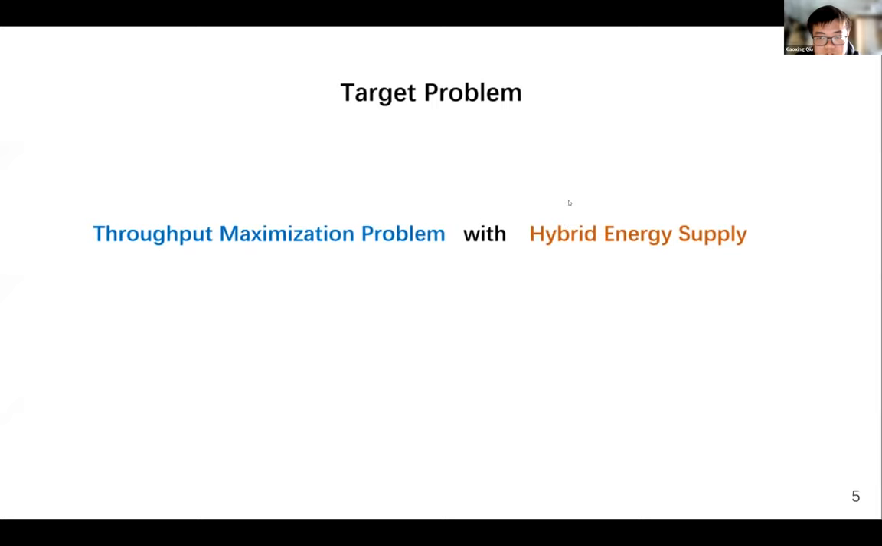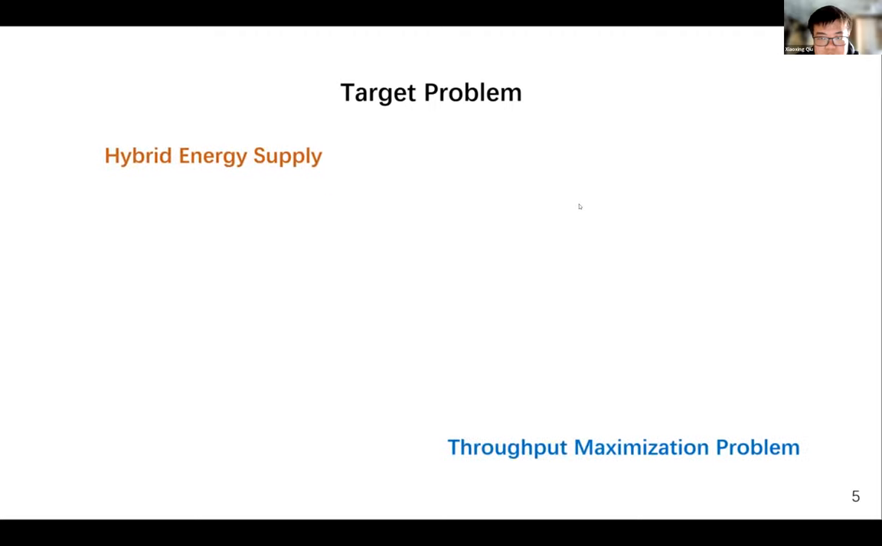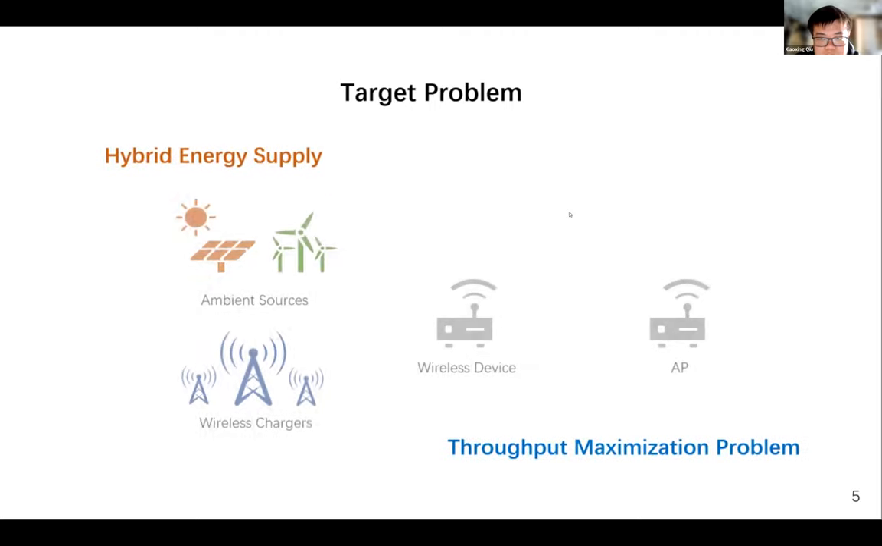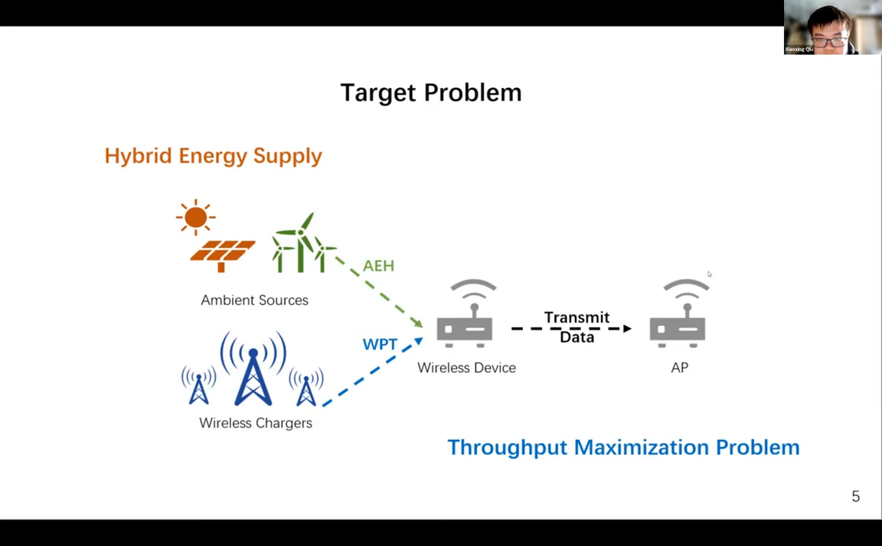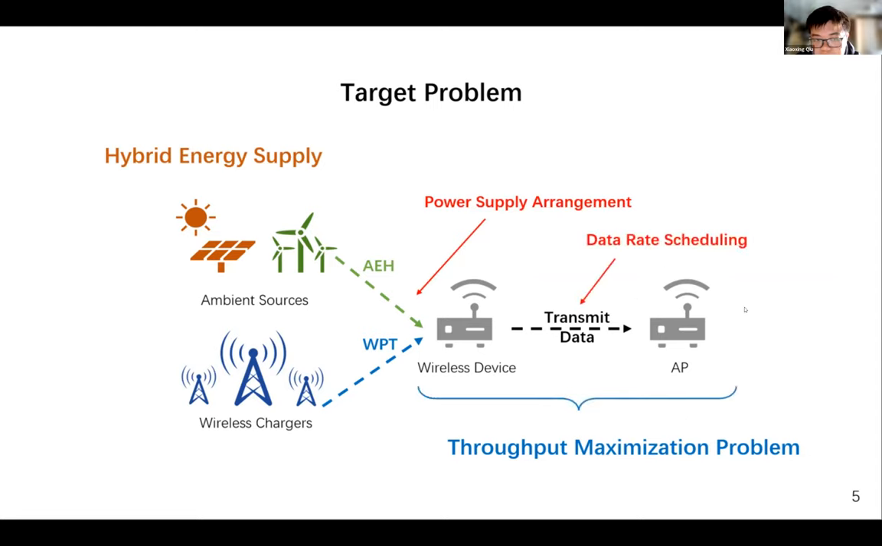The target problem of our work is to maximize the data throughput with the hybrid energy supply. In such a system, a wireless device harvests energy from both ambient sources and WPT, and uses the energy to transmit data to the information access point. We need to adjust the power supply in the wireless device and schedule the data rate, and finally maximize the throughput.